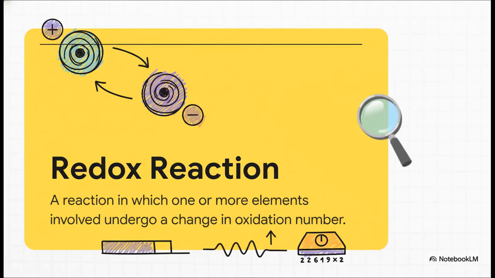Okay, the formal definition can sound a little tricky. It says a redox reaction is one where elements change something called their oxidation number. You can just think of the oxidation number as a bookkeeping tool. It's how chemists keep track of where the electrons are. If that number changes during a reaction, well, you've got a redox reaction.